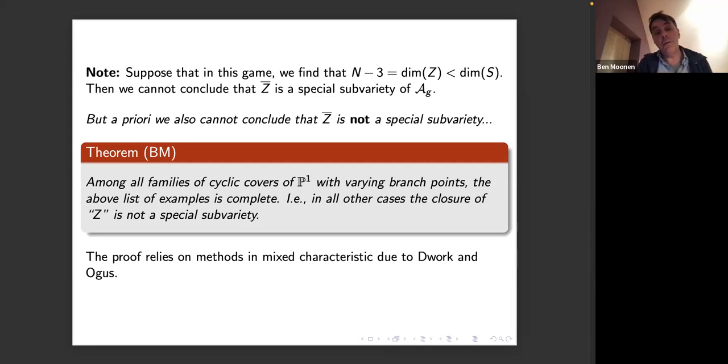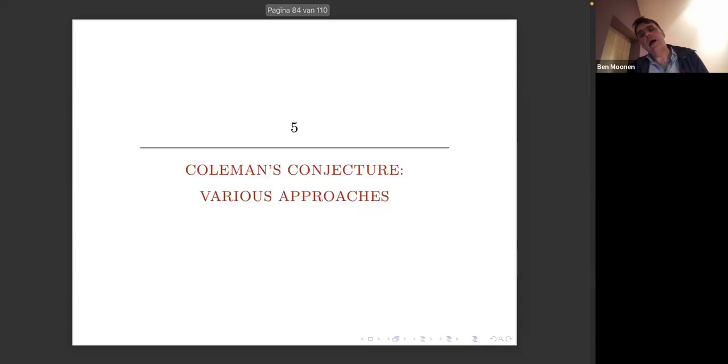And maybe what's fun to remark is that this is a statement over the complex numbers, but actually the proof is completely based on mixed characteristic geometry, using techniques that are due to Dwork and Ogus. So in this particular case, we have found a nice game that produces some examples. And at some point we get stuck and there are no new examples anymore. And so you need to come up with something different.